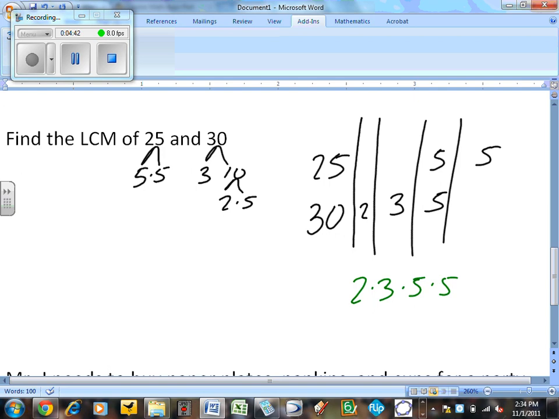So we have 2 times 3, which is 6, times 5, which is 30, times 5, which is 150. That would be our LCM of 25 and 30. All right.